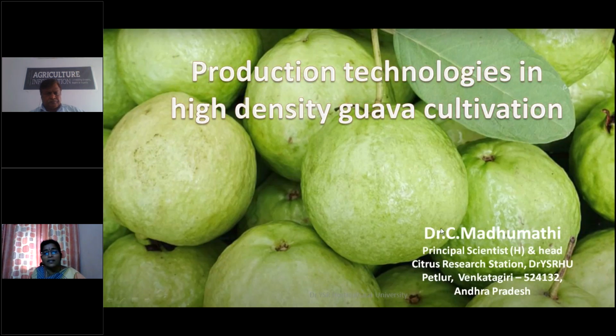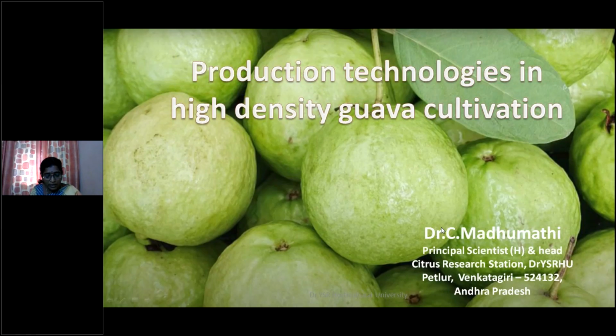Our Citrus Research Station comes under Dr. YSR Horticultural University, and I want to tell you some points about our research station. We mostly do research on acid lime, and we also have a commercial nursery where we supply plant material of acid lime and also sweet orange at reasonable rates to the farmers. And from our research station, one acid lime variety is very popular among the Telugu states, that is Petlur acid lime, which is a high yielder and also tolerant to canker. So that is about our research station, and let me go to the topic.